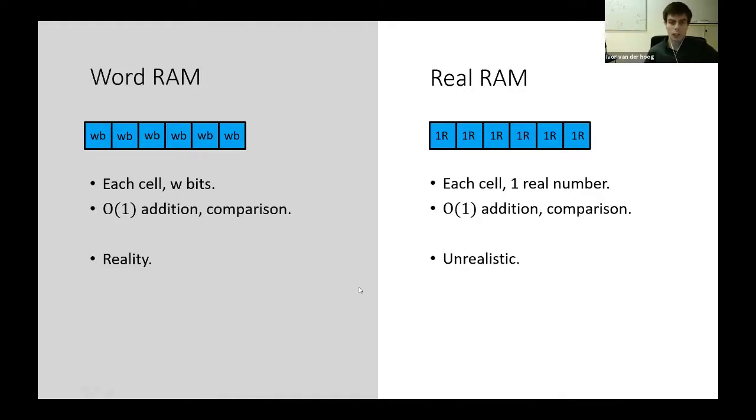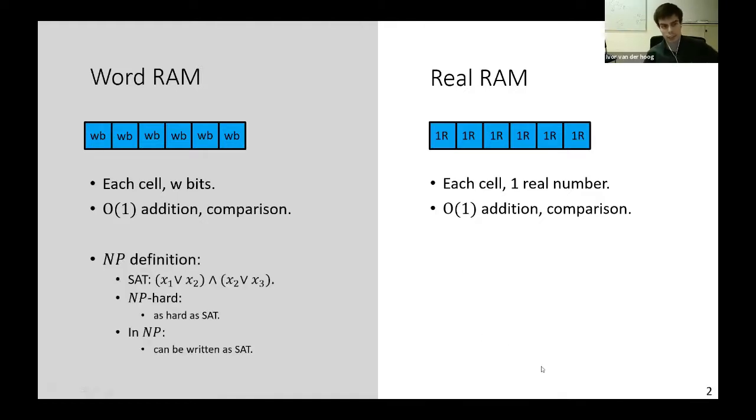Now, these two models also come with complexity classes, and the word RAM has a very well-known one, called the class NP. We all know that it comes from the SAT problem, which is basically the following. I give you a logical formula of Boolean variables, and you look for an assignment of Booleans such that the formula evaluates to true. We call a problem NP-hard whenever it's as difficult as SAT, and we say that a problem lies in NP if it can be written as a SAT formula.